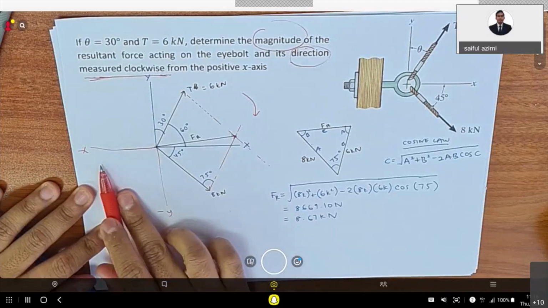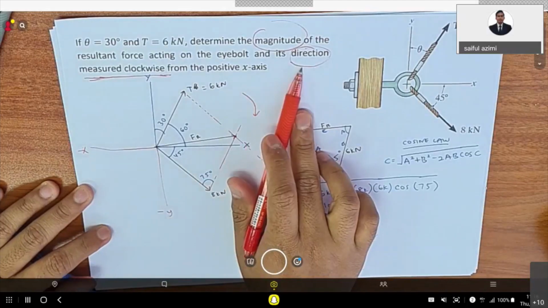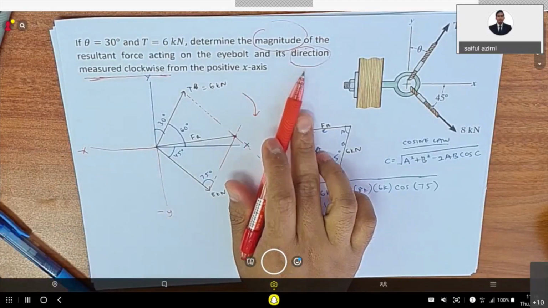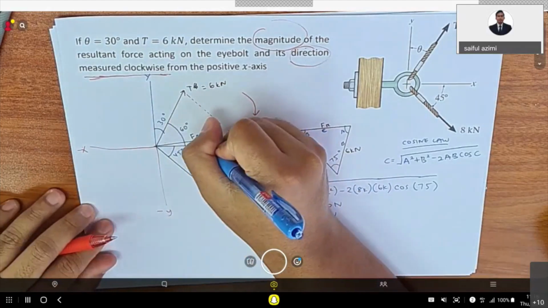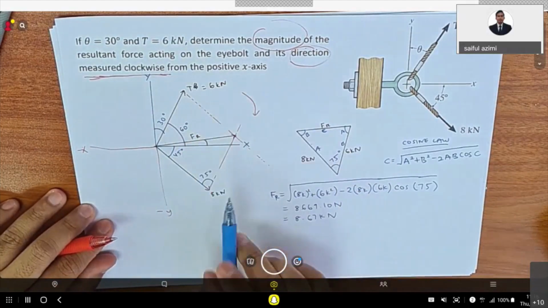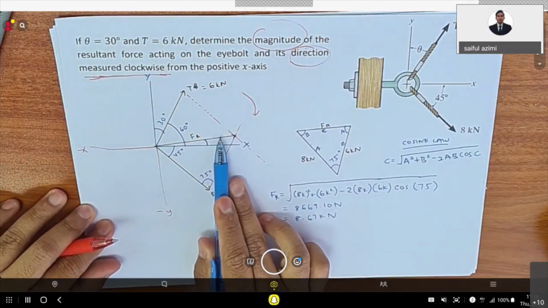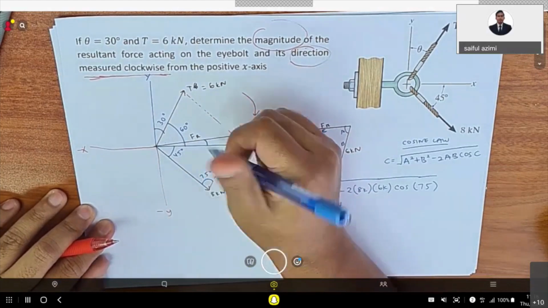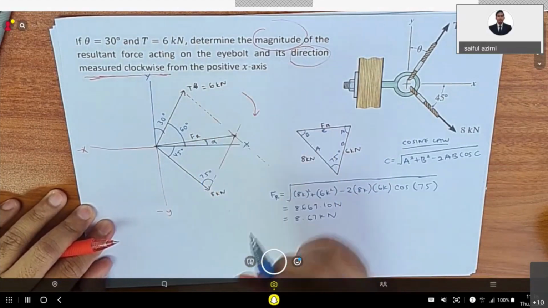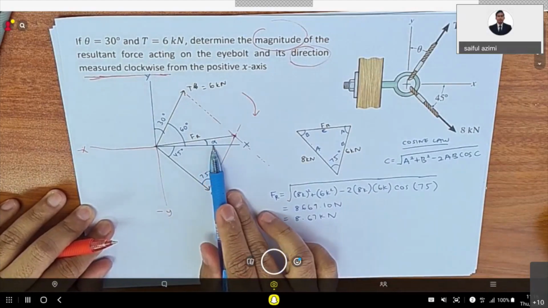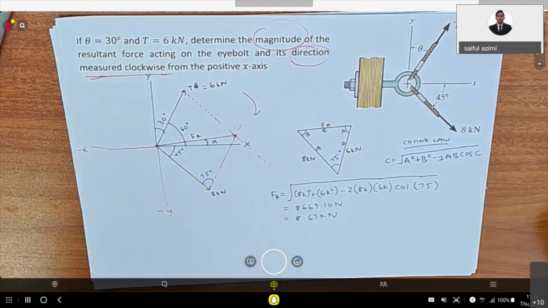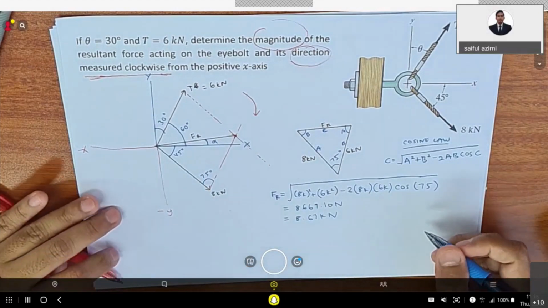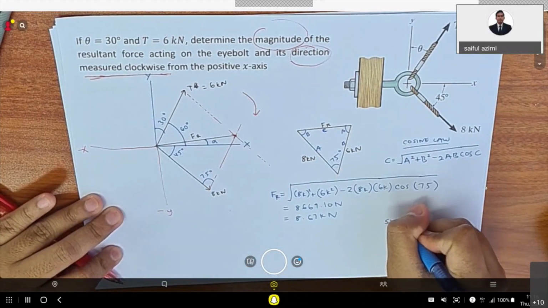What this question asks is for you to find the angle here. This is the positive x-axis, this is the resultant force, and the direction is here. So you must find, for example, alpha here. What is the value of alpha? To find the value of alpha, you can use the sine law.